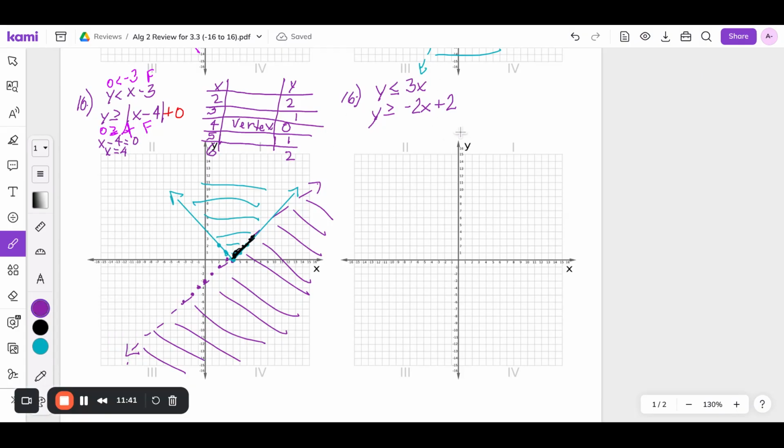Let's take a look at number 16. They're both linear, and they are already in y equals mx plus b form. So, look here. My y-intercept is 0. Okay, so I'm going to put a dot on the 0. Slope is 3. Up 1, 2, 3 to the right 1. I am solid because I'm equal to. So I'm going to have this thing help me make a solid line.